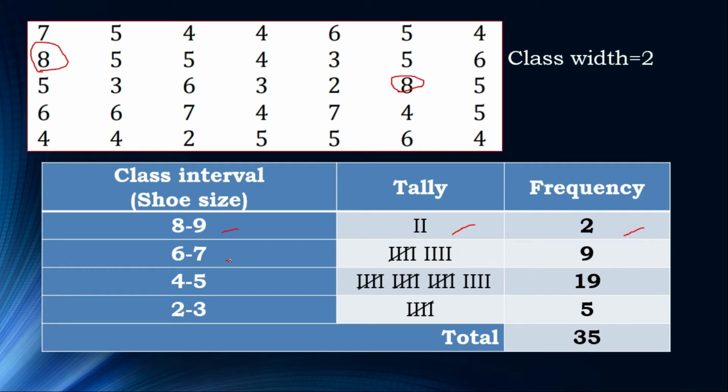Next na interval is 6 and 7. Hahanapin natin 6 and 7. 1, 2, 3, 4, 5, 6, 7, 8, 9. So meron tayong 9 na tally. So we have here 1, 2, 3, 4, 5. 1, 2, 3, 4. So 9. So 9 din yung ating frequency.